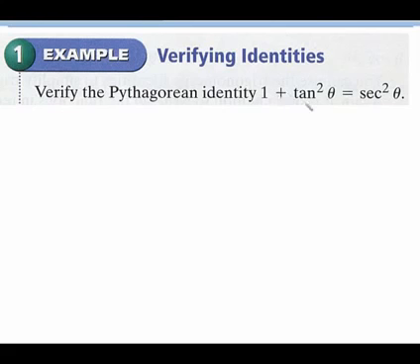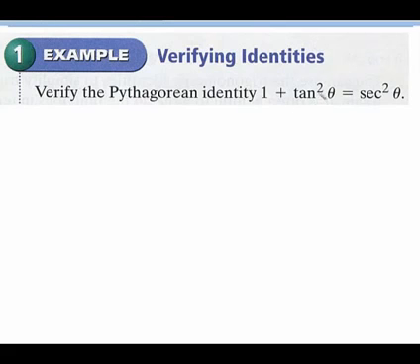But sometimes both sides look pretty complicated, so you have to decide which side to work with. So the first step is to decide which side to work with, and I recommend working with the side that has more terms or looks more complicated. So for this problem, I'm going to work with the left side. You pick one side and you just work with that side, and you try and make it equal to the right side.